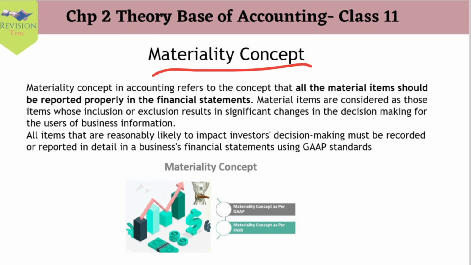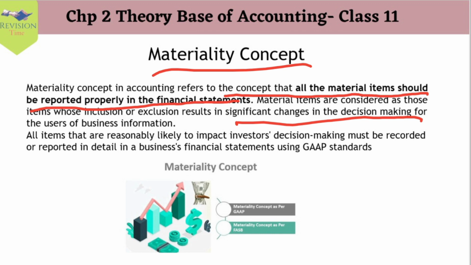Next one we have is materiality concept. This concept refers that the material item should be reported properly in the financial statements. Whatever material items will affect the decision making process, all such items must be presented in the financial statements. Material items are those items whose inclusion or exclusion results in significant changes in decision making for the users of business information. Here, let us understand with an example.